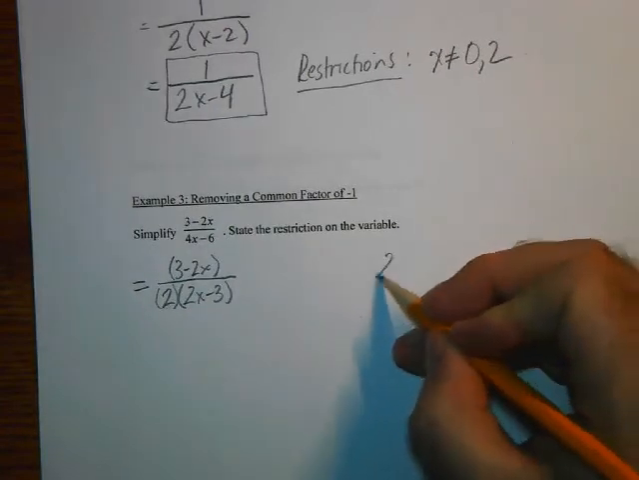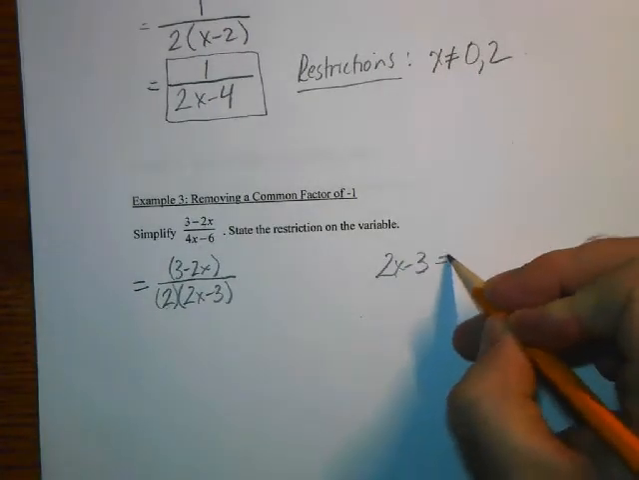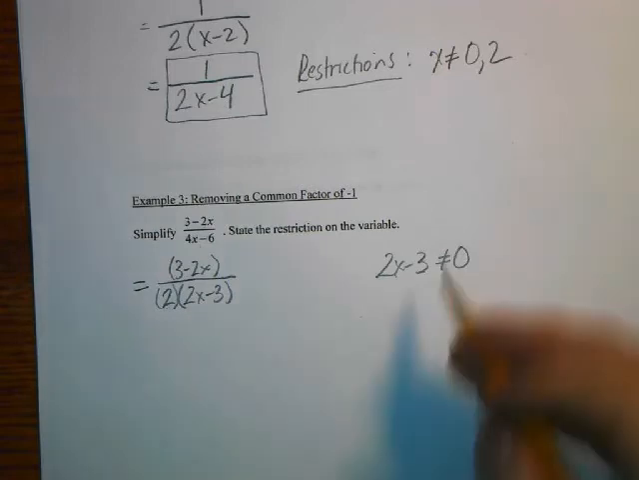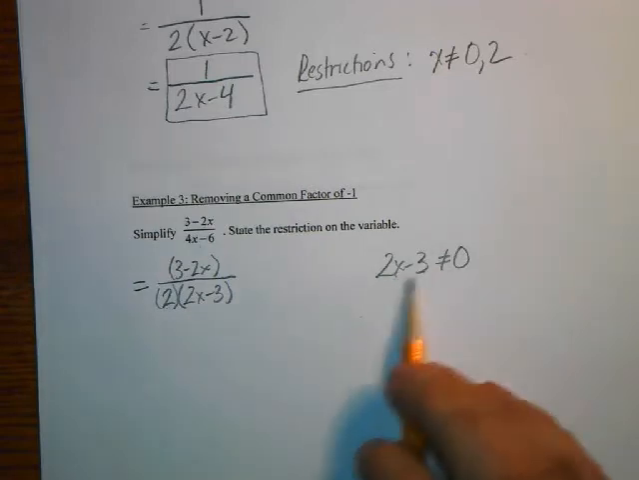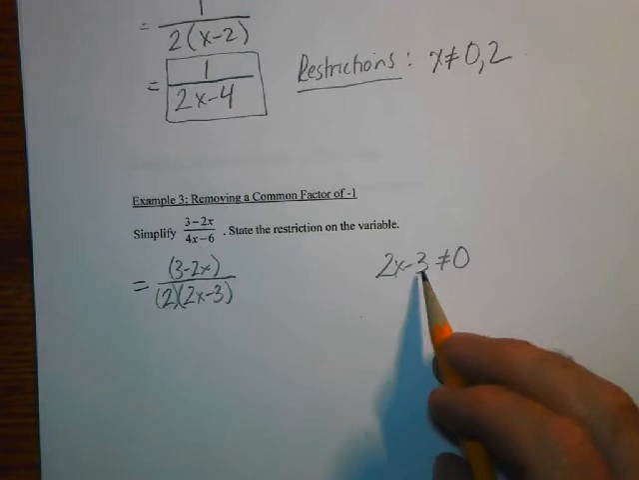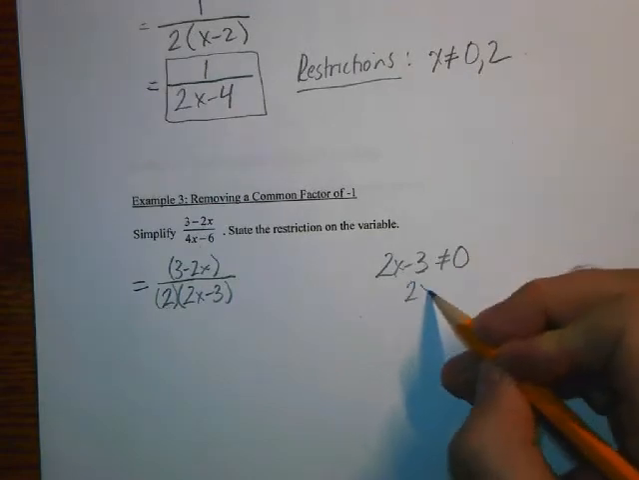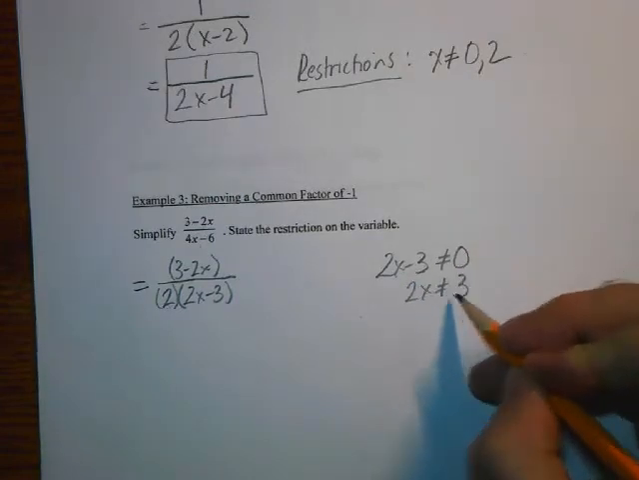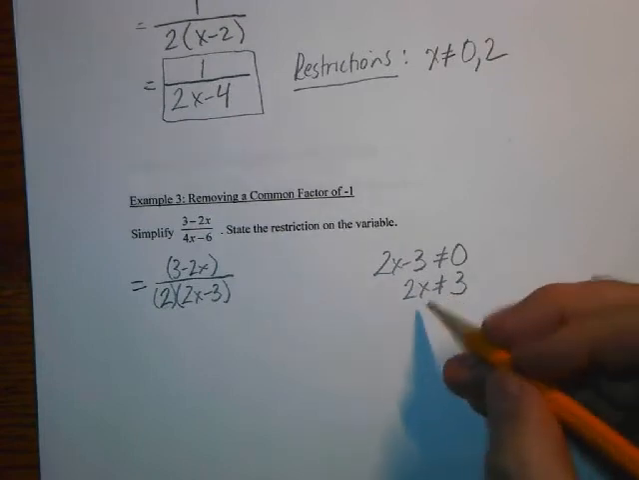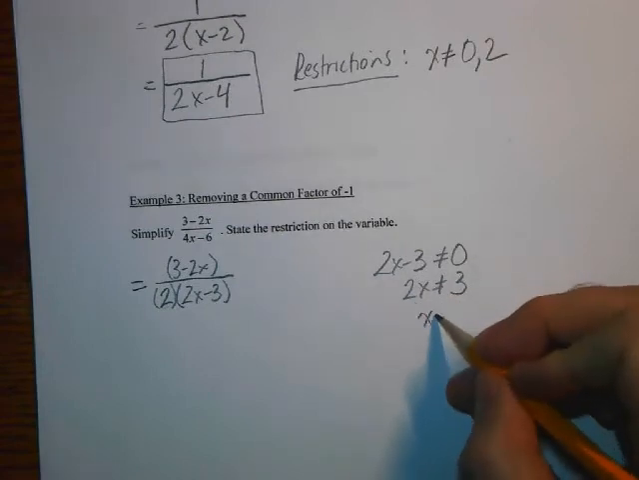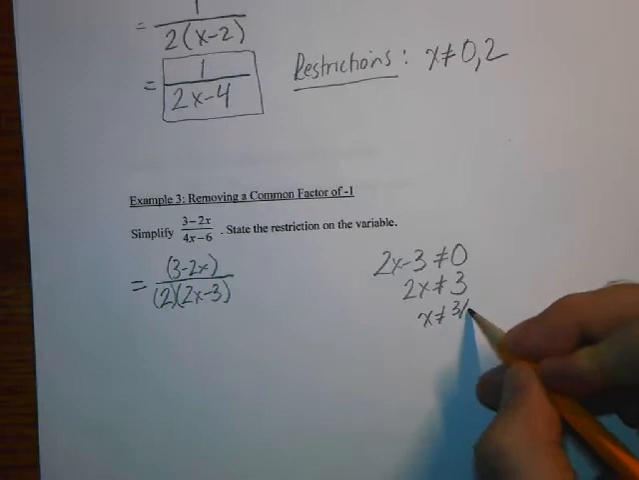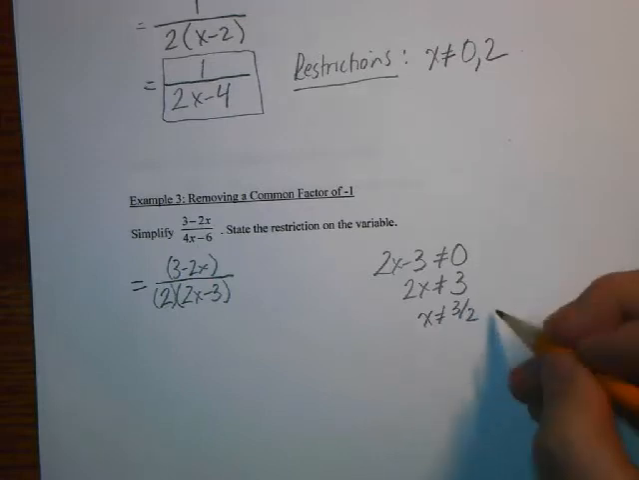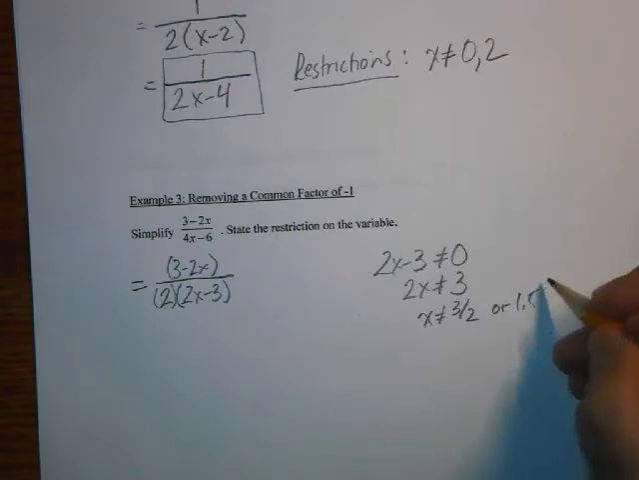So the 2x minus 3 cannot equal 0. And then we go about our business simplifying this so I have x by itself. So I'm going to add 3 to both sides. 2x cannot equal 3. And then divide both sides by 2. So I get x cannot be 3 halves. Or you could write this as 1.5. Either one would be acceptable.